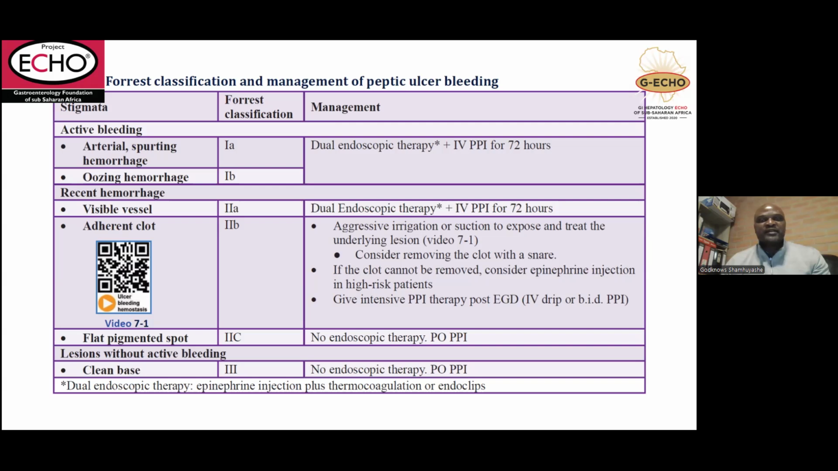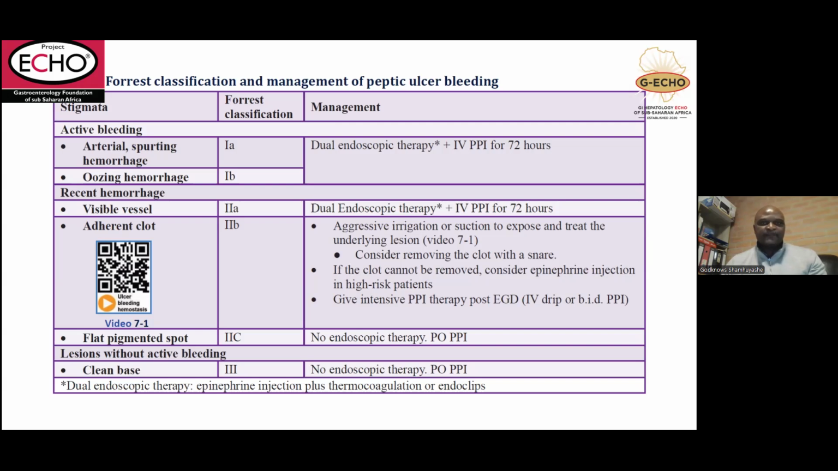But ideally, you need to aggressively irrigate that clot to remove it, to see what's underneath, and then we can remove it with a snare, and then you can do your dual therapy management. Either you have injected your epinephrine or saline, then another modality for hemorrhagic control.